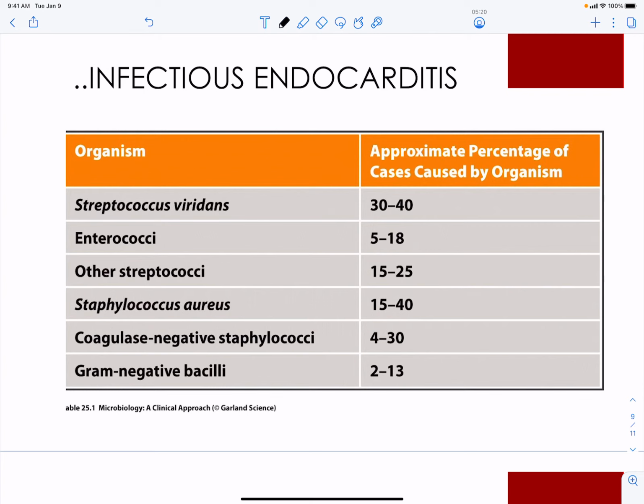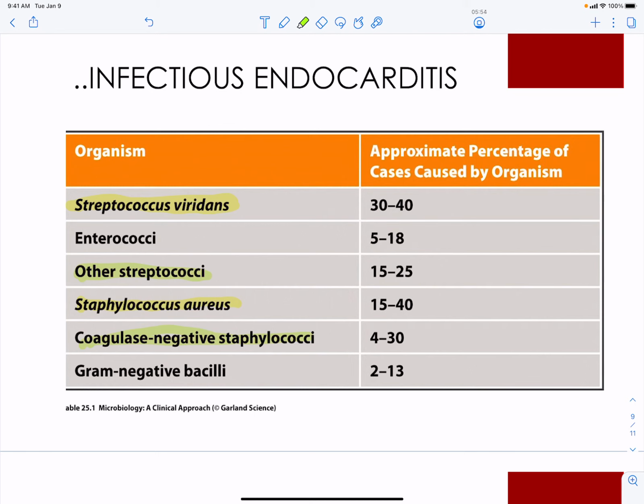Now, the organisms that are going to be mostly responsible for this are going to be our normal flora. We have our Strep viridans. That's going to cause a majority of these. The next is going to be our Staph aureus. We also have other streptococcus, which can cause endocarditis. Coagulase-negative staphylococci, which is basically our normal flora staph, which almost everybody is colonized with. And this would typically be a problem in people who are immune compromised.